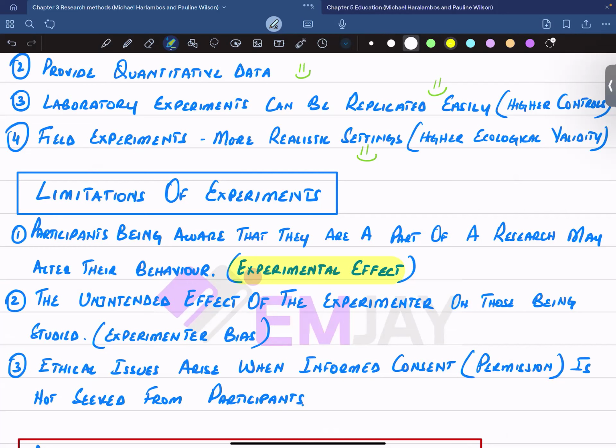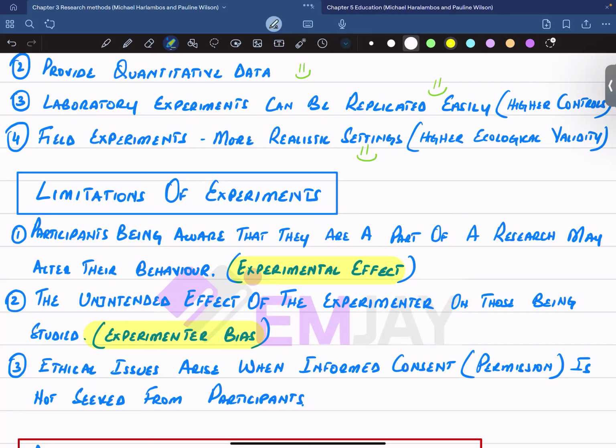Another limitation over here, the unintended effect of the experimenter on those being studied. Experimenter bias, like we use the word, the unintended effect, could be the social class of the experimenter, the gender of the experimenter, the ethnicity of the experimenter, or any other factor that affects the behavior of the participants, which again is a disadvantage.